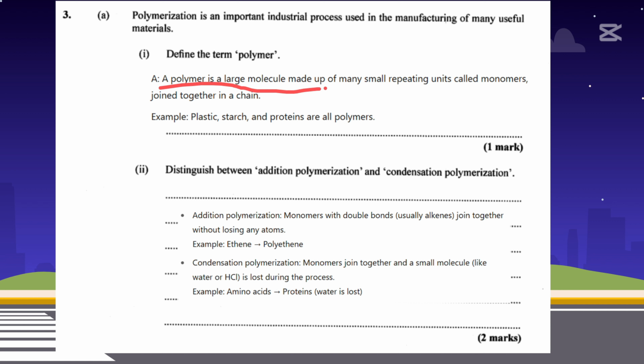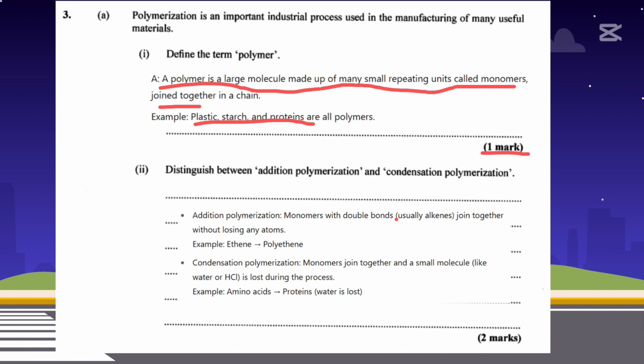A polymer is a large molecule made up of many small repeating units called monomers joined together in a chain. For example, plastic, starch, proteins. Note that this is a 1 mark question, so you just give your simple answer. A polymer is a large molecule, or a large macromolecule, made up of small repeating units of monomers joined together. Simple, 1 mark. Distinguish between addition polymerization and condensation polymerization.